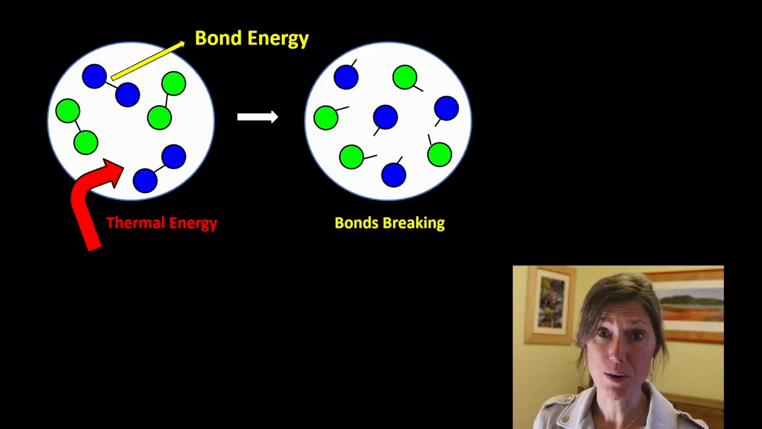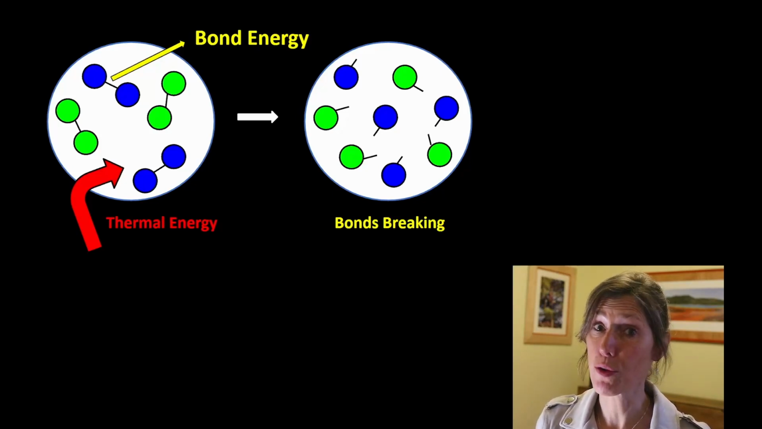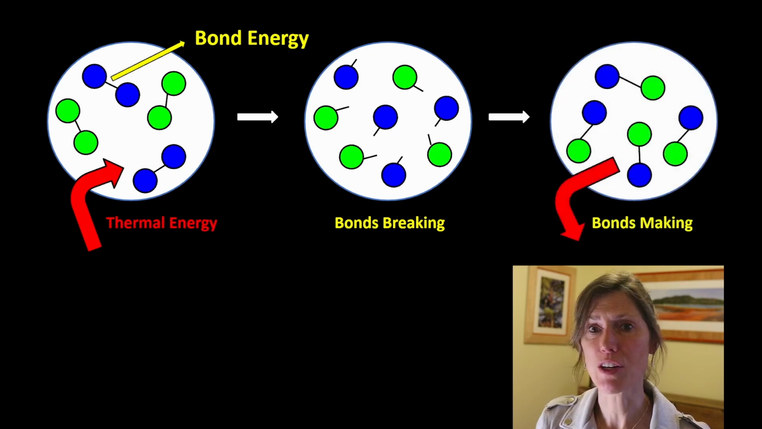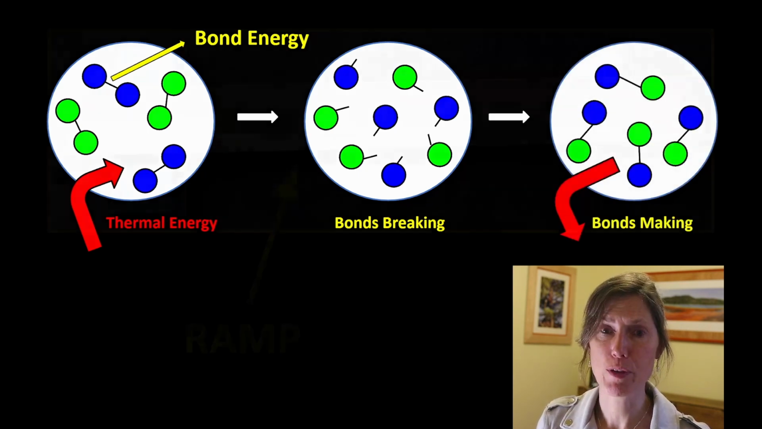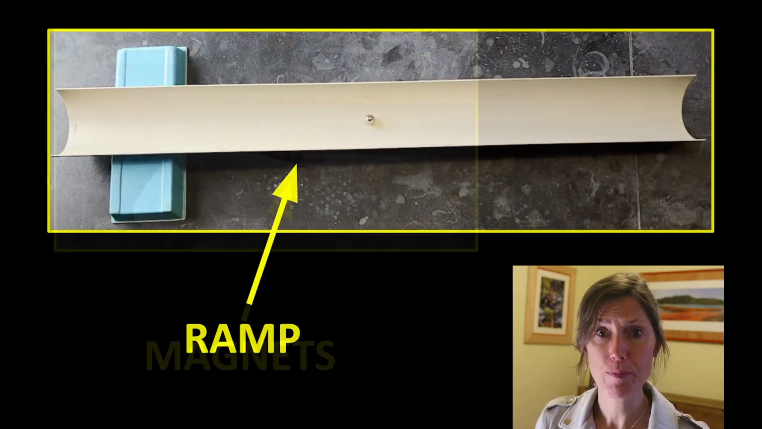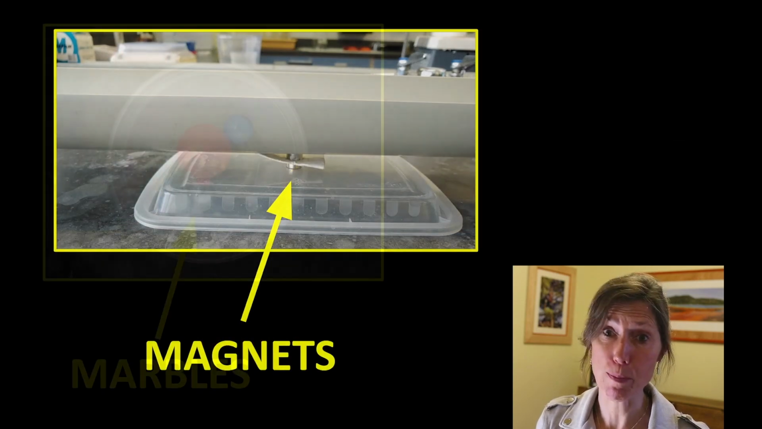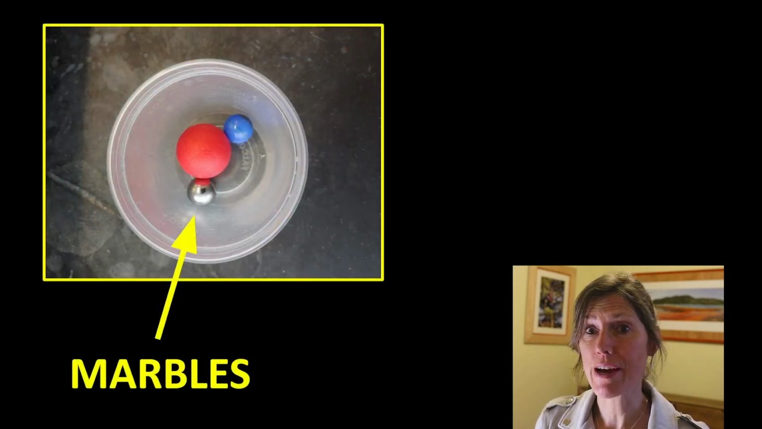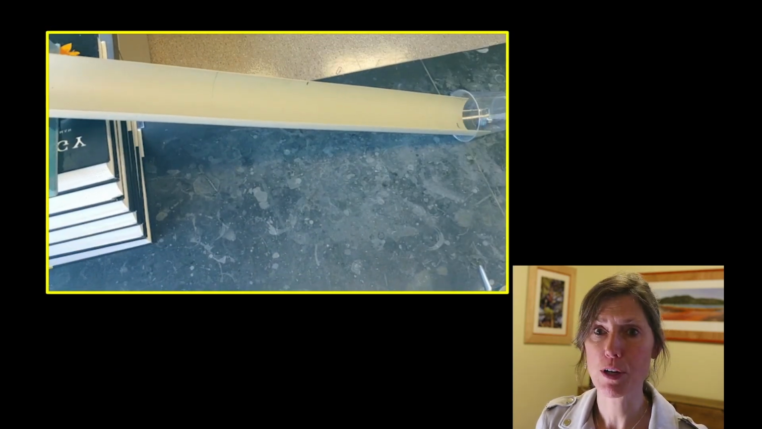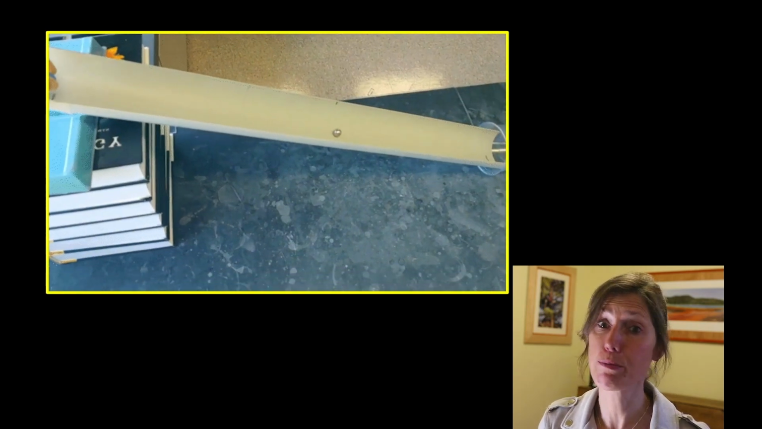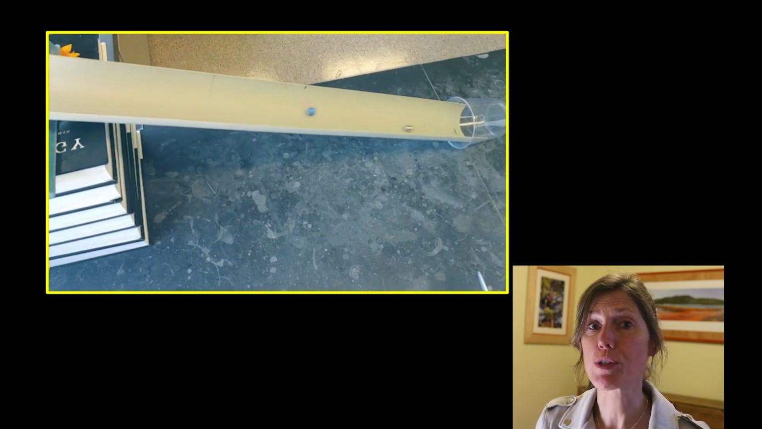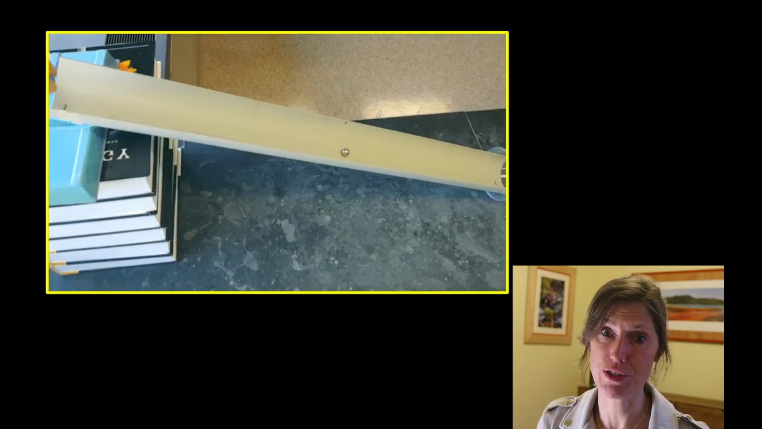In this video, I will show you how best to model the breaking and making of bonds between atoms. Through the use of a ramp, magnets, and marbles, my students and I have gotten a better grasp of how collisions may happen between chemical species, resulting in new atomic combinations.